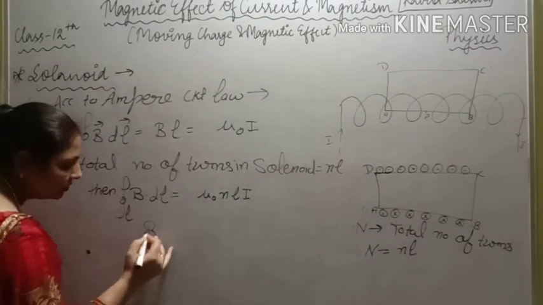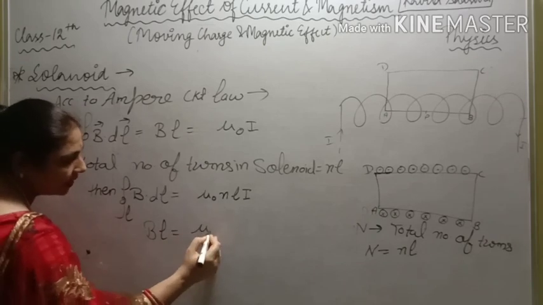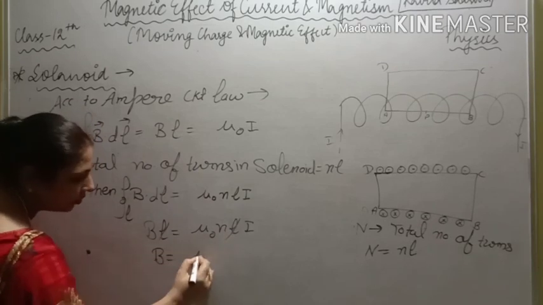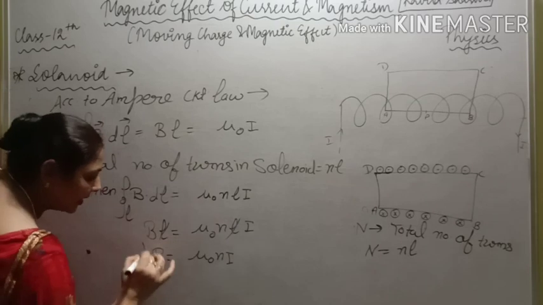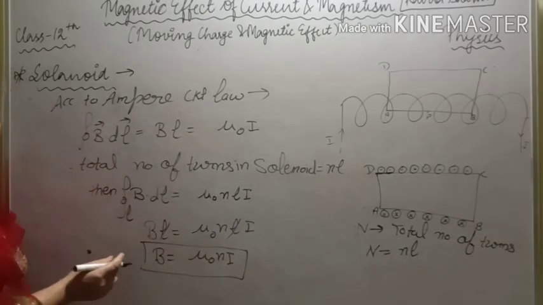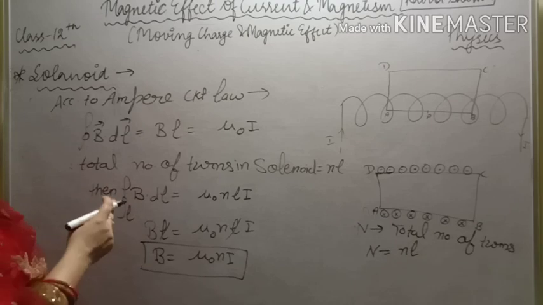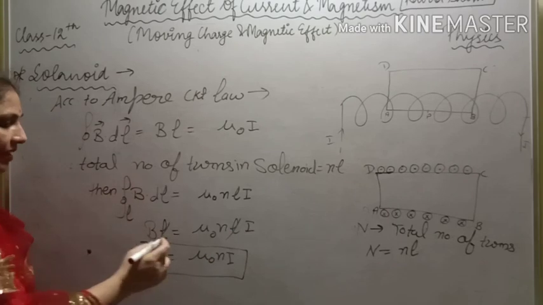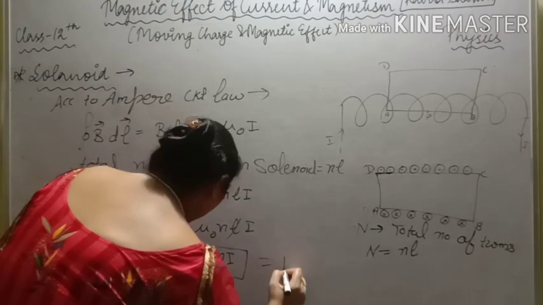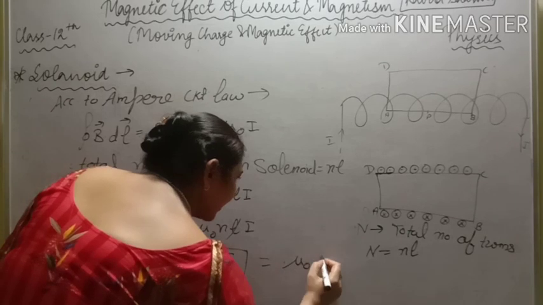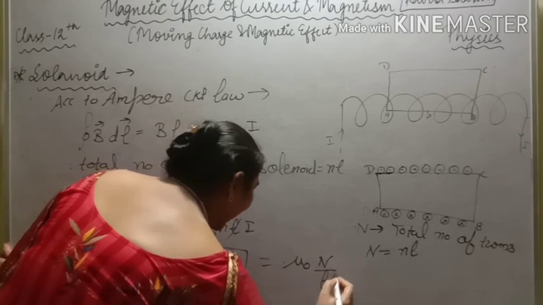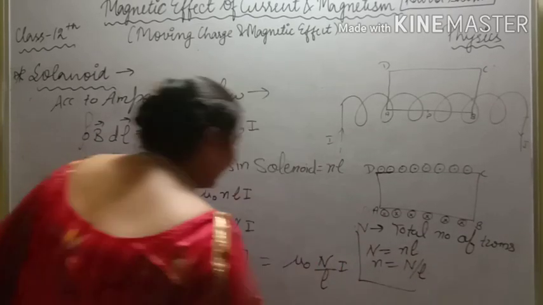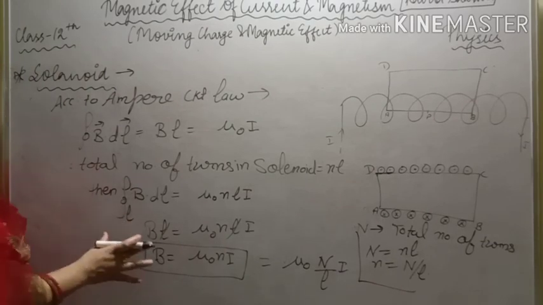This will be equal to, we have BL, this will be equal to mu naught and LI, L and L cancel, then B equal to mu naught n I. So the first formula is this, to find out the magnetic field in the case of the solenoid. Now if we represent this magnetic field in the form of capital N, then this will be equal to mu naught capital N divided by L into I, because from small n equal to capital N divided by L we can write. Okay, so this is the magnetic field.